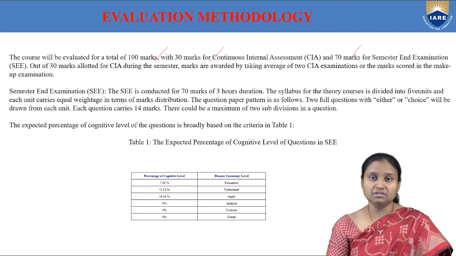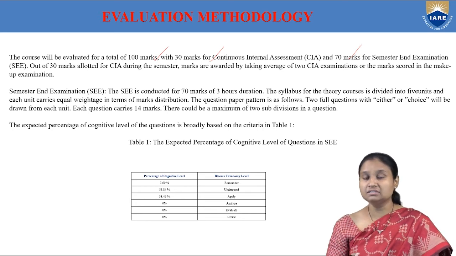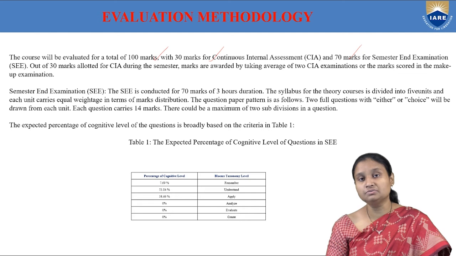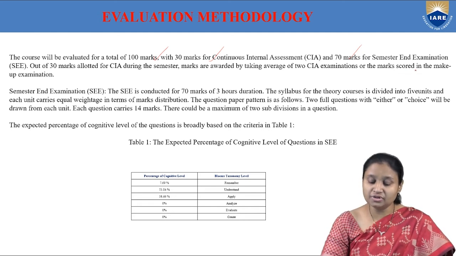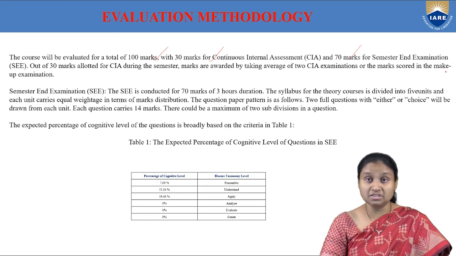By taking average, we are going to conduct the CIE exam for 20 marks, 2 times. Whereas when we want to combine, then 10 marks in first CIE, 10 marks in second CIE, and we are going to add these 2 CIE marks. And also we are going to take the average of marks of makeup examinations.